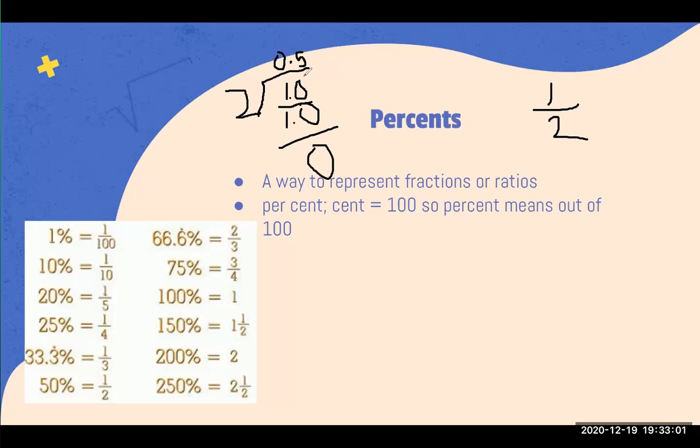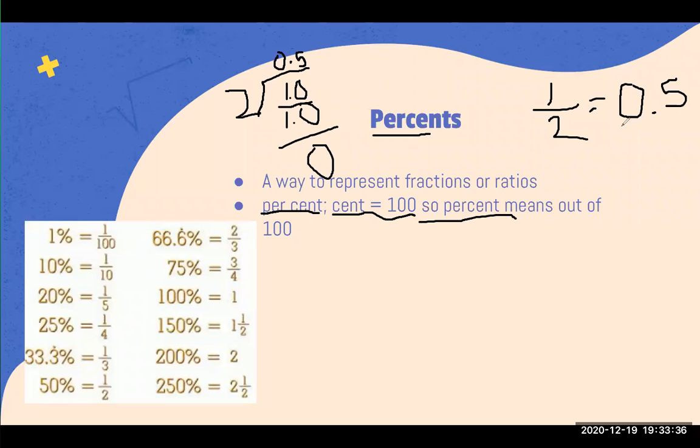Okay, so 1 divided by 2 or 1 over 2 is 0.5. I'm pretty sure most of you know that. 0.5. And now we can turn this into a percent. So as you can see, percent is a way to represent fractions or ratios. And I'm just breaking down what percent means here. So percent, cent equals 100. So percent means out of 100.